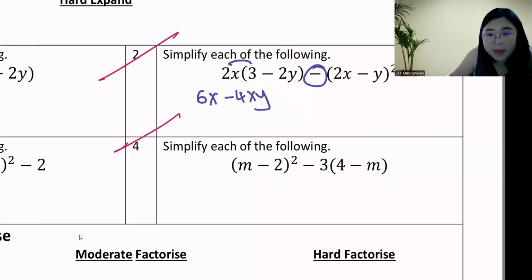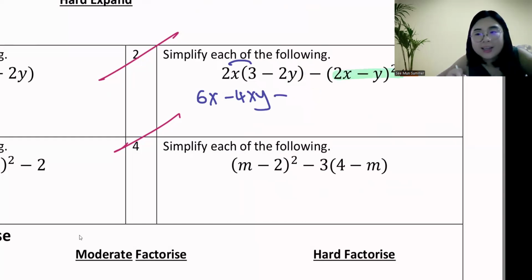And then see this minus. So plus. Oh, almost forgotten this sign. And then can you see this? This is the format of a squared minus 2ab plus b squared. Do you remember this format?